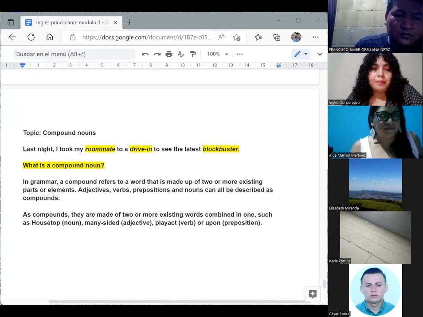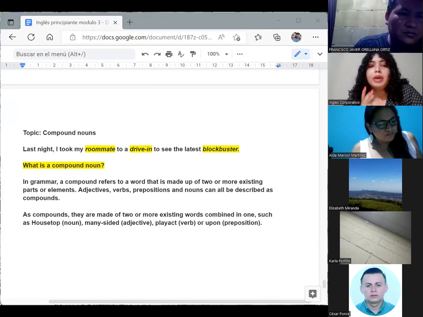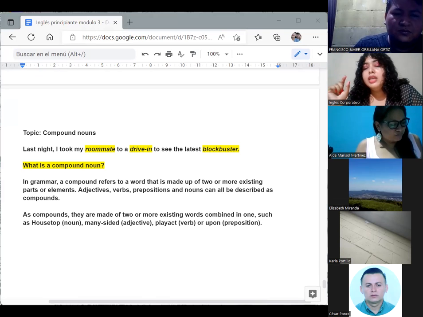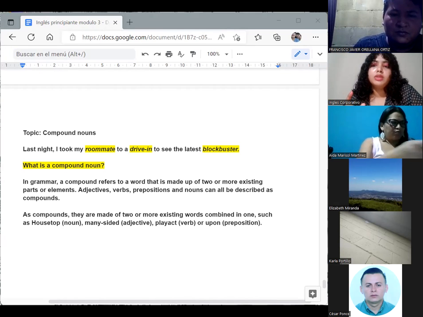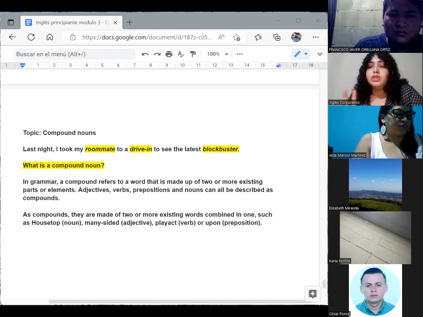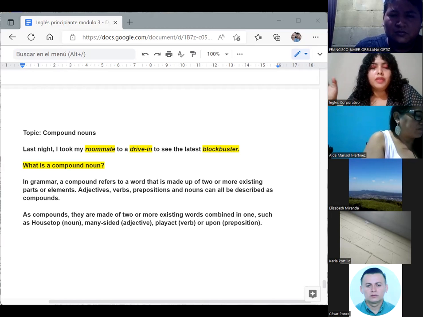in this case, when we have these compound nouns, we have two words into one. In some cases, we are going to have these words written together or separated by a hyphen. But we are going to see the different types of compound nouns and how to write them.